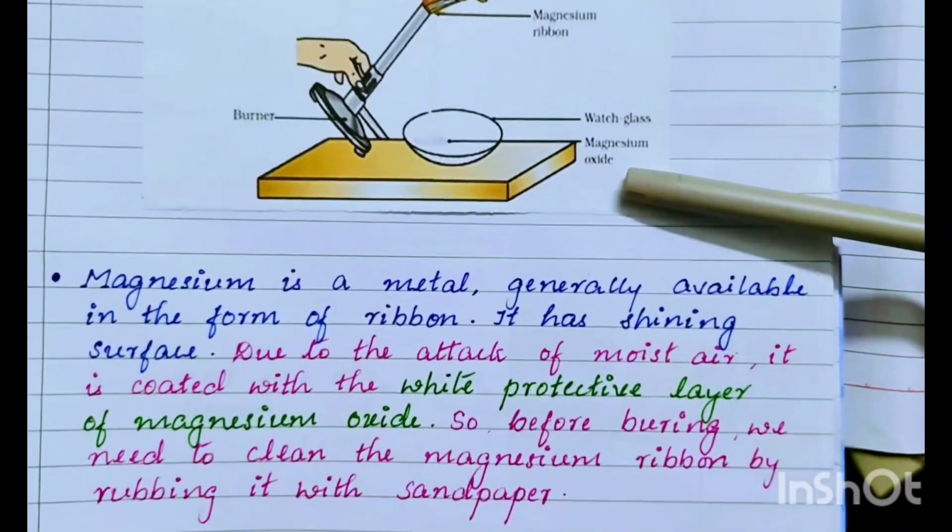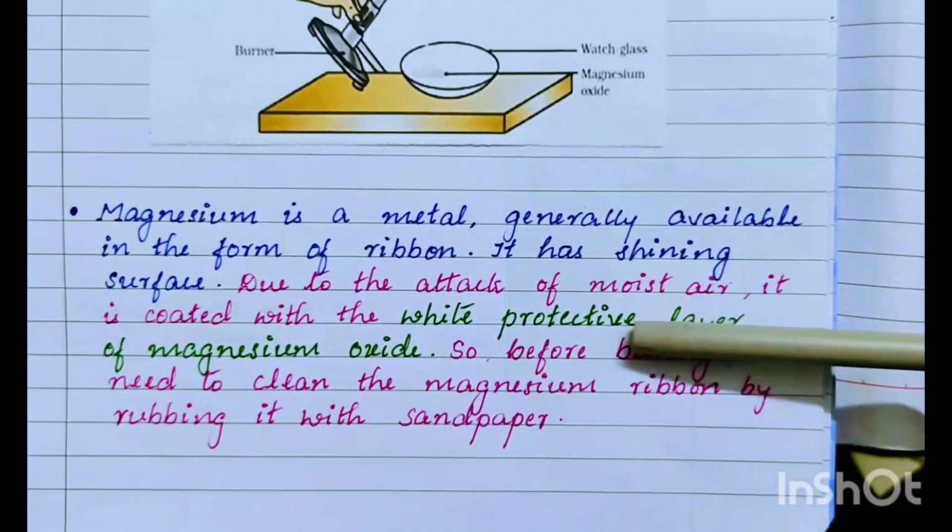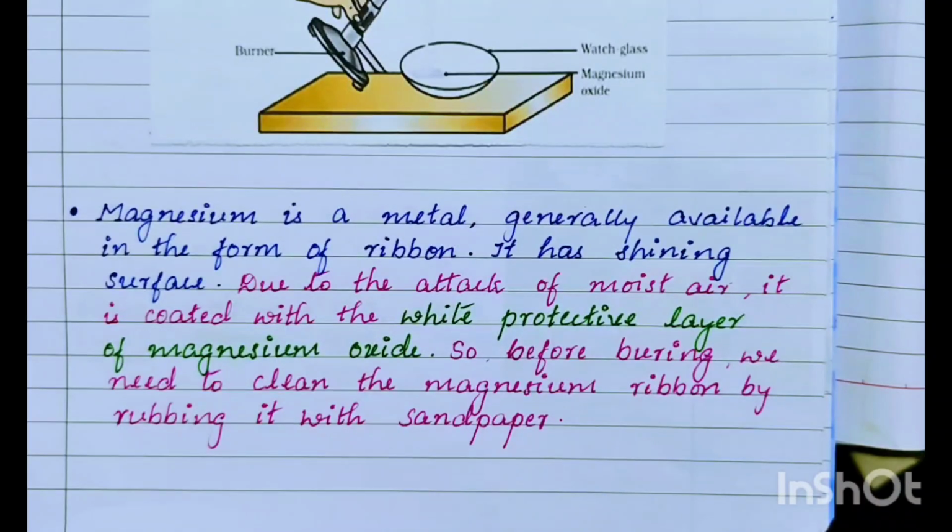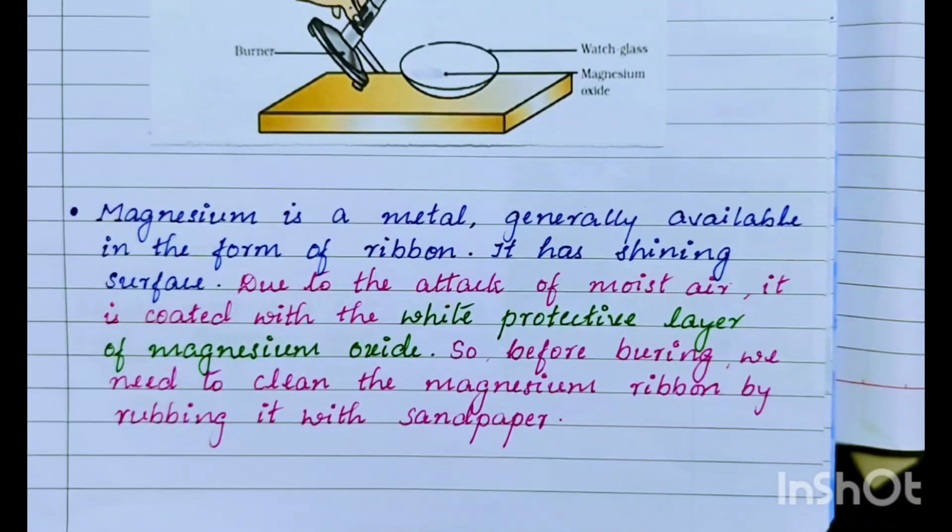Now let us continue the notes. Magnesium is a metal generally available in the form of a ribbon. It has a shining surface. Due to the attack of moist air, it is coated with a white protective layer of magnesium oxide. So, before burning, we need to clean the magnesium ribbon by rubbing it with sandpaper.